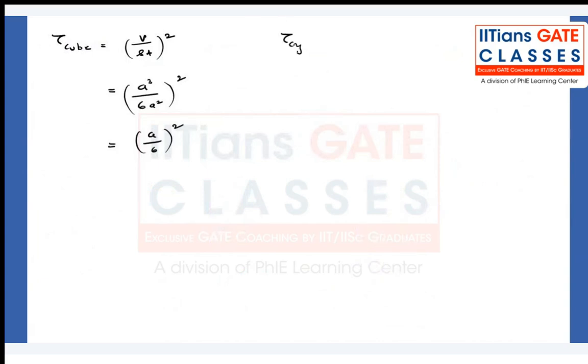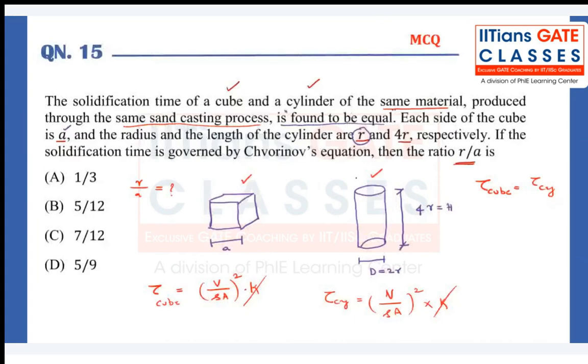Now let's move to the solidification time of the cylinder. So volume by surface area, whole square. What is the volume? Volume of the cylinder is pi by 4 D square into H, divided by the surface area. The top surface area is pi by 4 D square, the bottom surface area is pi by 4 D square, and this one is pi D H, the lateral surface.